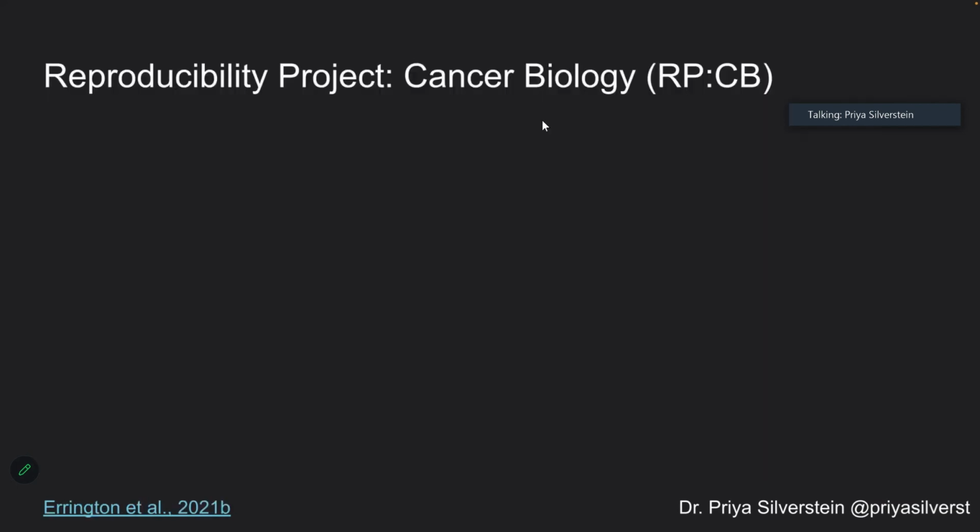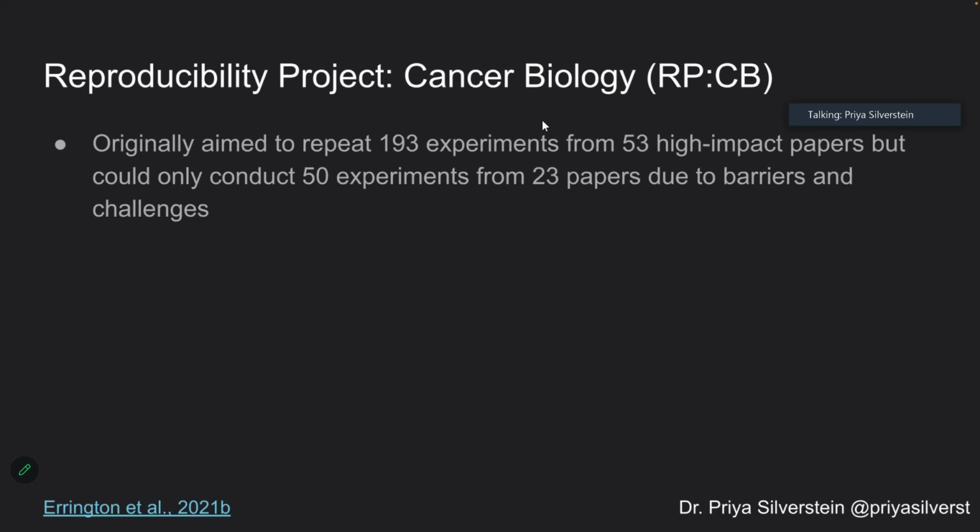So going back to RPCB, the kind of secret history of this, not so secret because it's in a paper, but the kind of thing that wasn't mentioned in the previous paper is that originally they had actually aimed to repeat 193 experiments from 53 impact papers, but they ended up only being able to conduct 50 experiments from 23 papers due to barriers and challenges that they encountered.